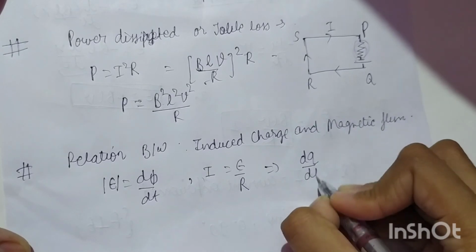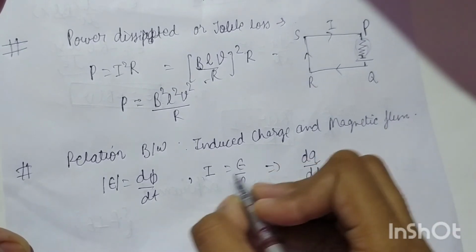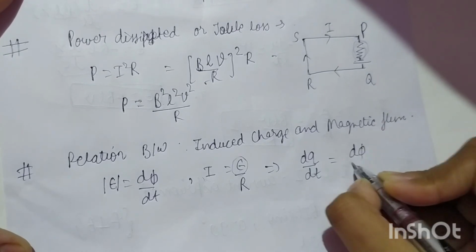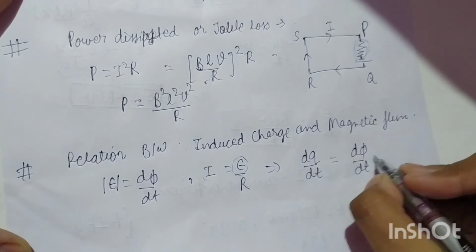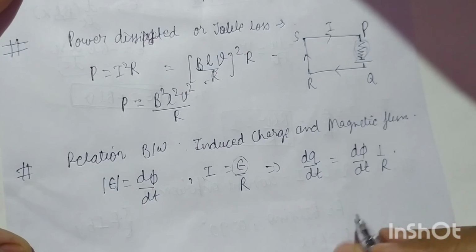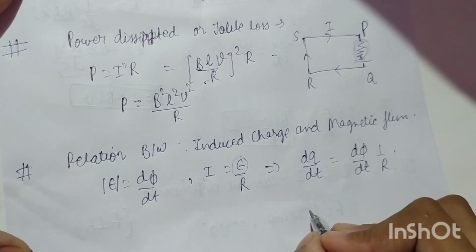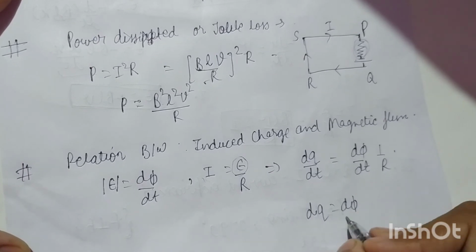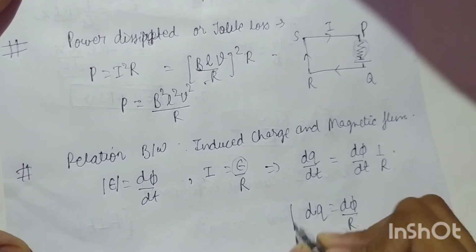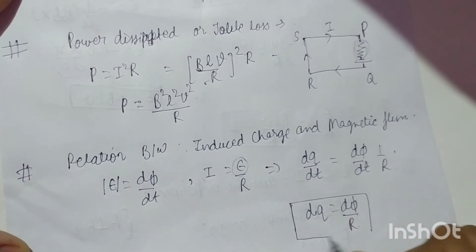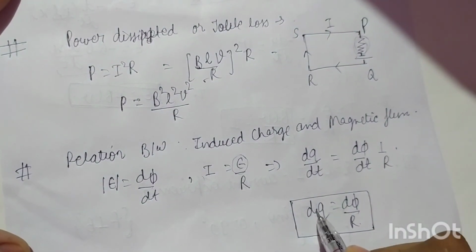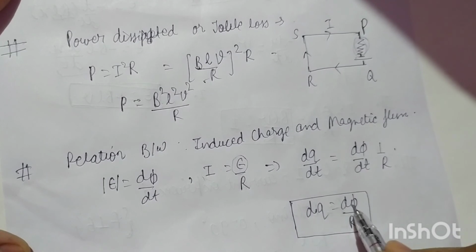So dq by dt, and we can substitute the value of E. What is the value of E? d phi by dt, and R we can write as it is. So dt and dt get cancelled. What do we get? dq is equal to d phi divided by R. This is the relationship that we wanted to find between the induced charge and the magnetic flux.